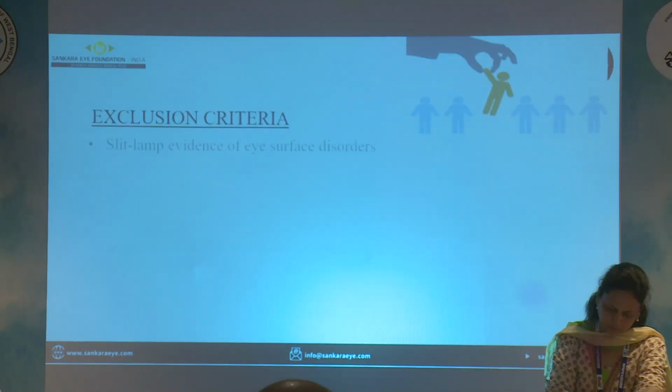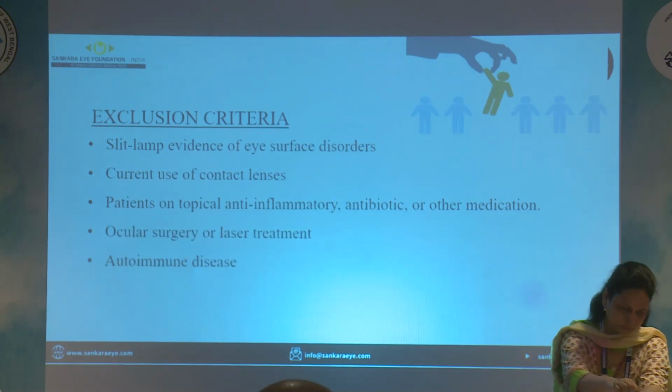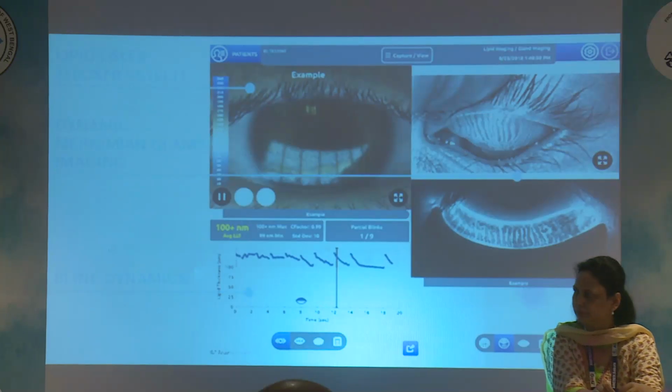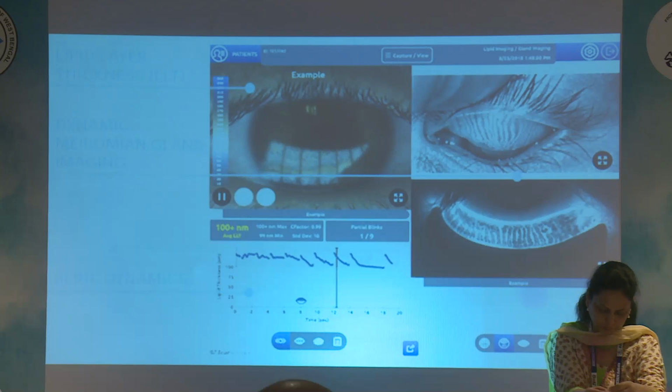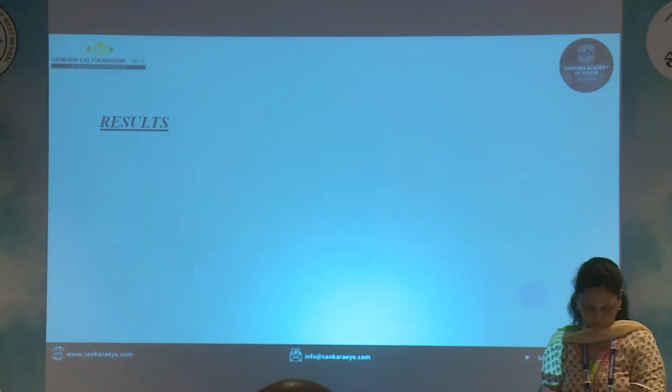Exclusion criteria were slit lamp evidence of eye surface disorders, current use of contact lenses, patients on topical anti-inflammatory, antibiotic, or other medications, ocular surgery or laser treatment, and autoimmune disease. LipiView is a patented technology that measures the lipid layer thickness with nanometer accuracy, captures blink dynamics such as partial and complete blinks, and images the structure of the meibomian gland. This is a real-time visualization of the lipid layer to evaluate the dynamic response of lipids to blinking.